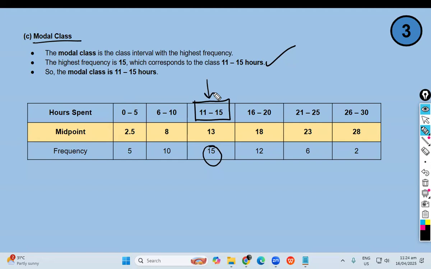Just now, I don't think I did it wrong. Is there a frequency higher than 15? No, 15 is the highest number. I'm pretty sure it's 11 to 15. All right, let's move on.